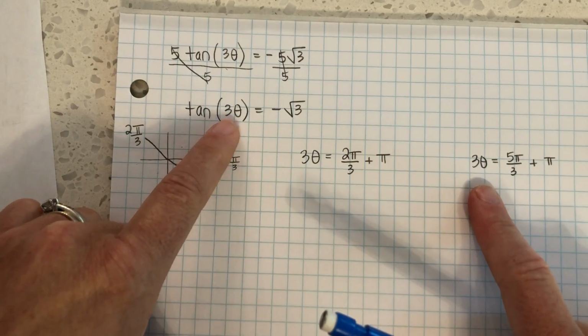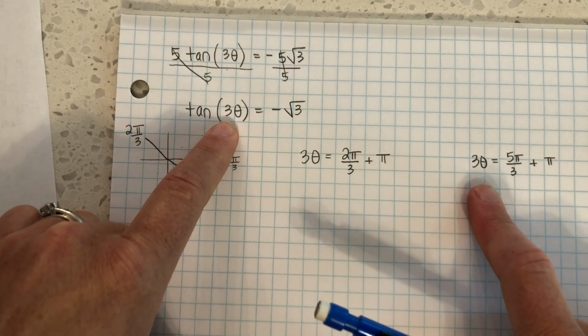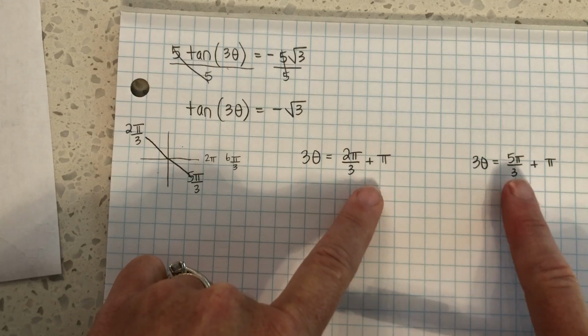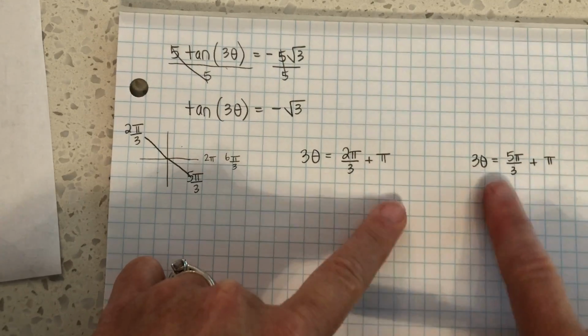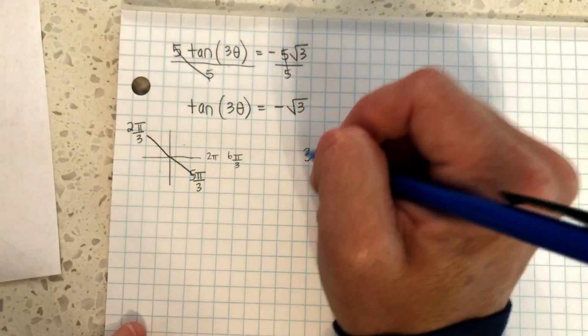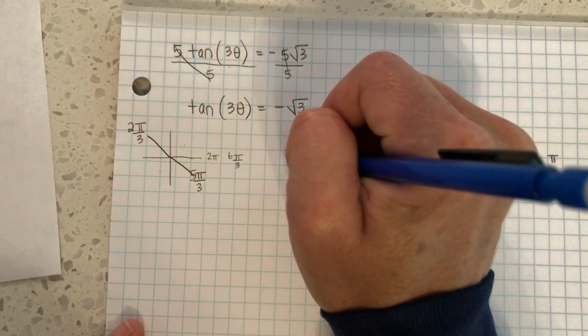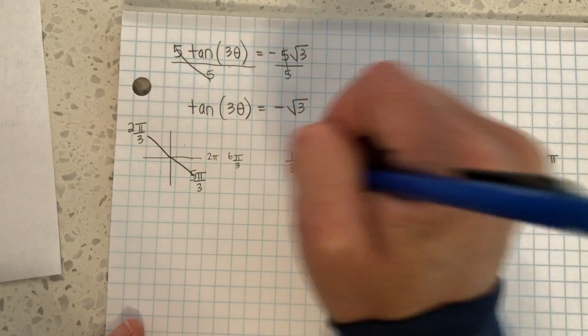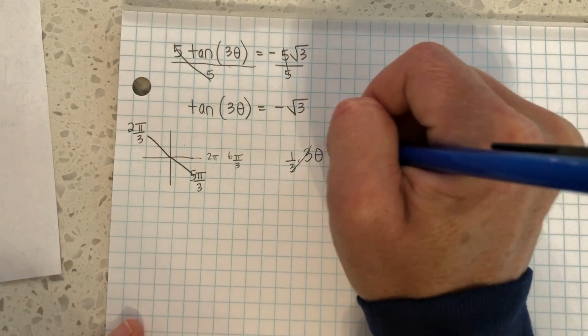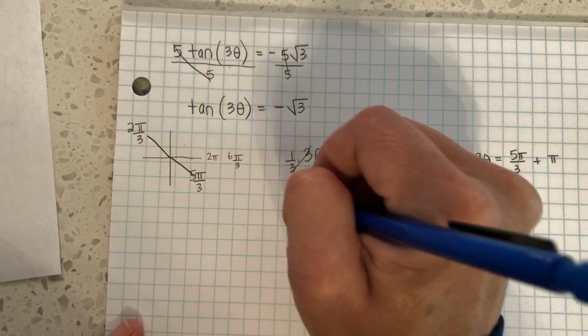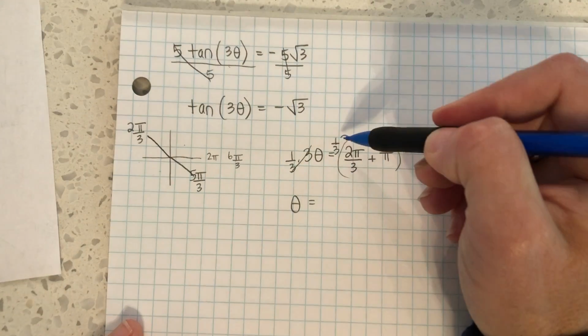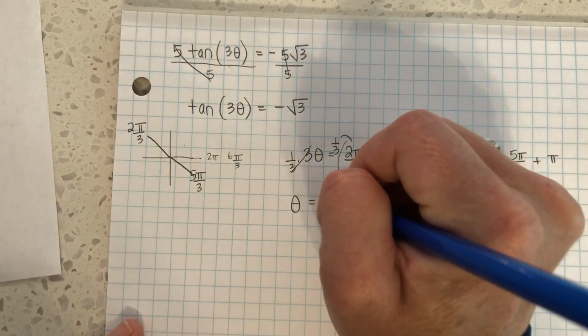So remember, if you did 3 times theta, you definitely affected that period. And this is how we'll find out what that new period is. This kind of takes into account there. All right, so let's divide both sides by 3. I'm going to times by 1/3 to make it easier. Times this by 1/3, and I end up with theta equals, here's my first answer. My first real answer is 2 pi over 9.